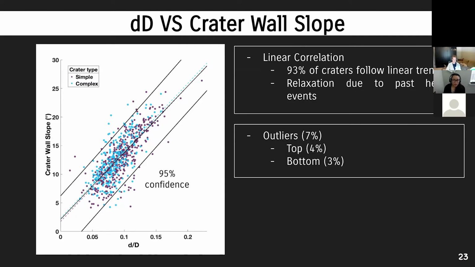Now, here we see again the diameter to depth ratio that we saw previously, with the exception that I added here the 95% confidence. Here we're trying to see what kind of modification process is affecting most of the craters, and we can see that around 93% of the craters follow a linear trend, and a process that affects them simultaneously is a relaxation due to past heating events.